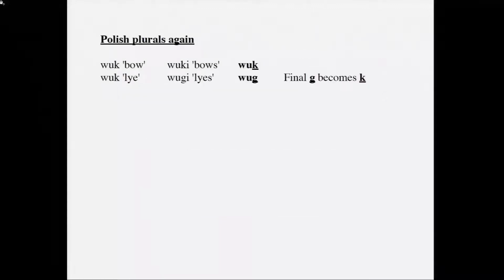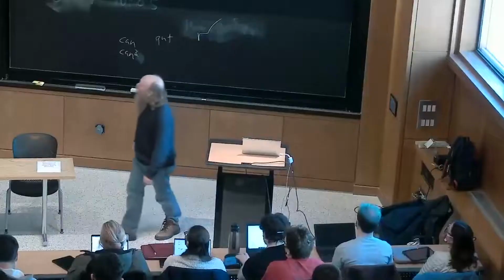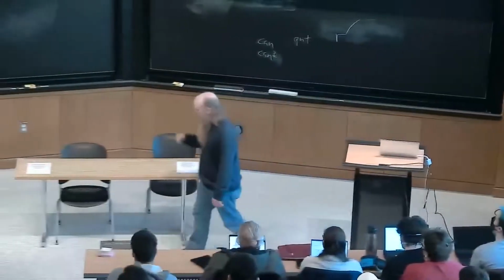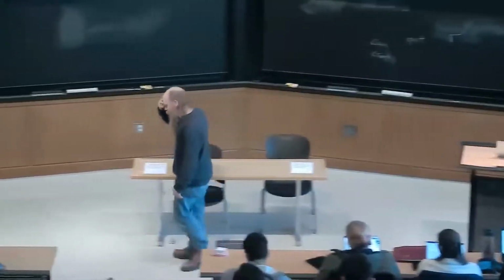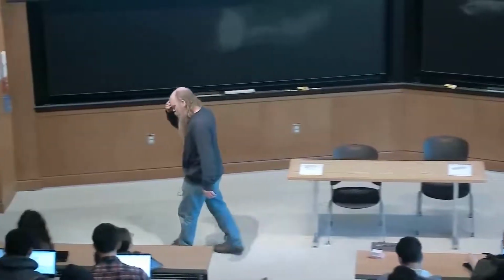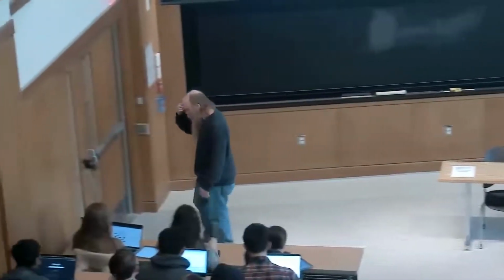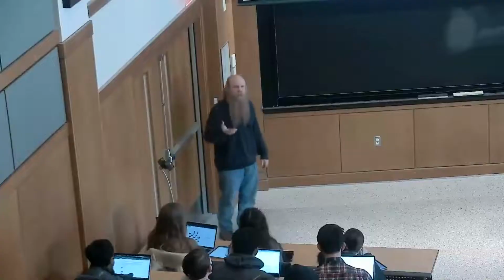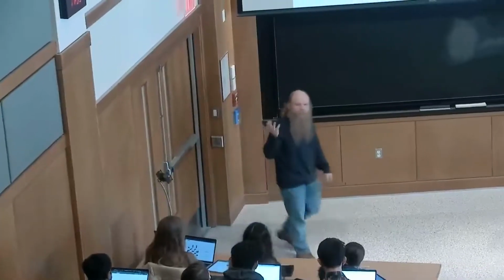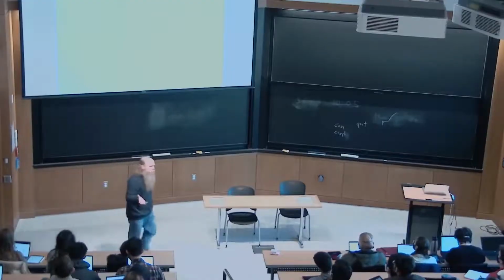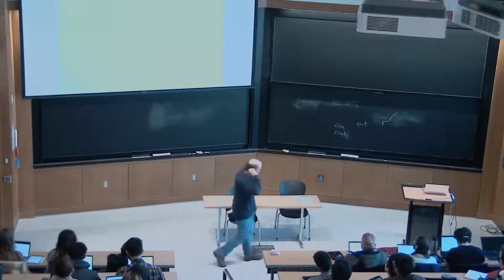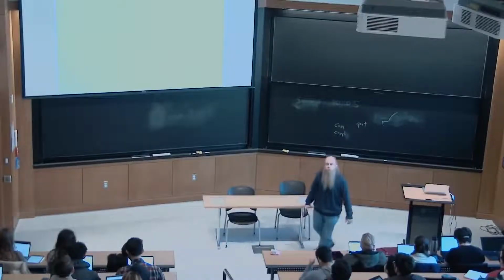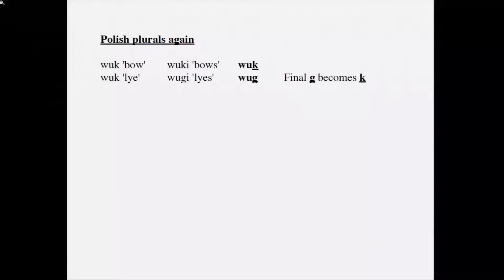Back to the Polish plurals. So we saw before, we convinced ourselves, or I convinced myself, and I tried to take the rest of you with me kind of as collateral damage, that Polish has words that end in K and words that end in G underlyingly, but it also has a rule that changes G to K at the ends of words. That was Polish, right?